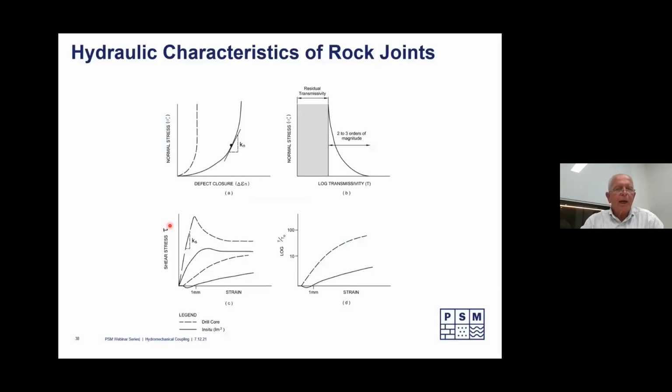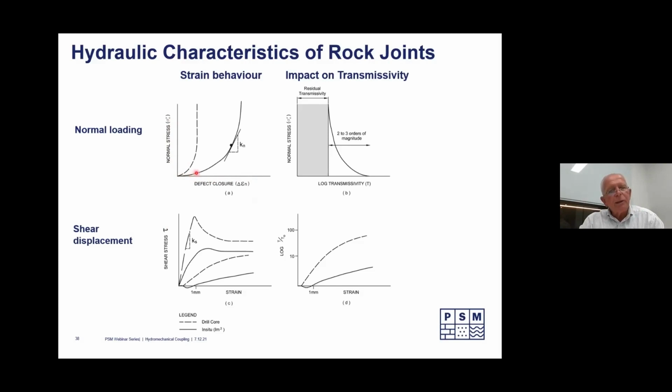Now let's look at defect behaviour. We're going to deal with normal loading, shear displacement, the strain behaviour that happens, and the impact on transmissivity, which, remembering back, is our permeability times the thickness of the aquifer. So dealing with normal loading, at the top here, we have a normal stress and we have closure of the crack. So the crack starts closing as the stress goes up, as the load goes up, but then it reaches a plane and doesn't close anymore.